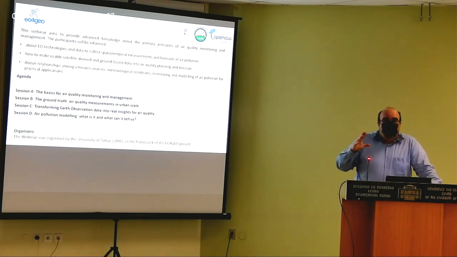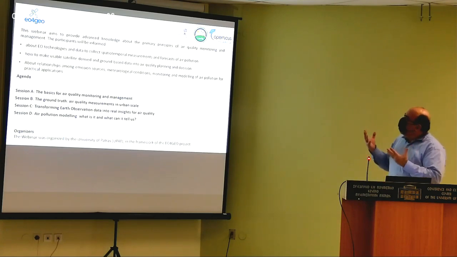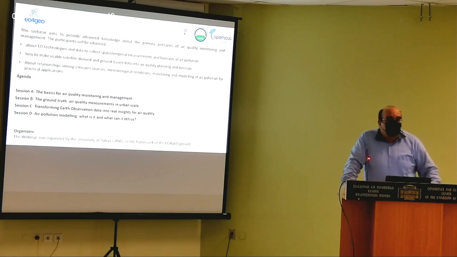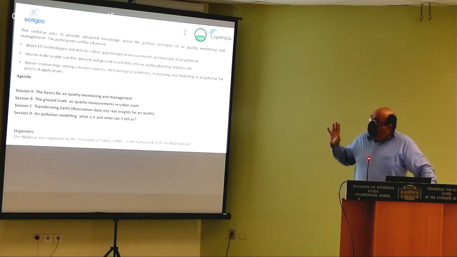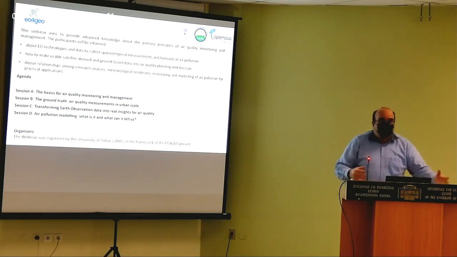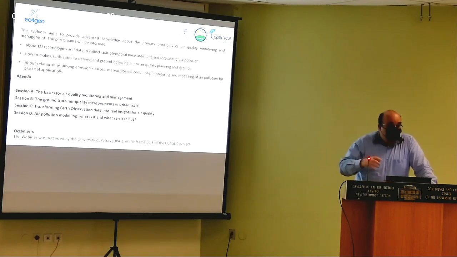It belongs to the overall role of the EO4GEO project, which is about teaching new scientists how to use data coming from Copernicus, either from in situ, satellite measurements or models. So this webinar aims to provide advanced knowledge for air quality and management. There are three axes: the use of Earth observation technologies and the data in different spatial and temporal scales, as well as forecasts about air pollution, and what type of satellite data or ground data are available, and how you can use them in air quality planning and decision making. And what is the relationship among the emission sources, the meteorology, the dispersion of air pollutants, and how we can use this in practical applications.